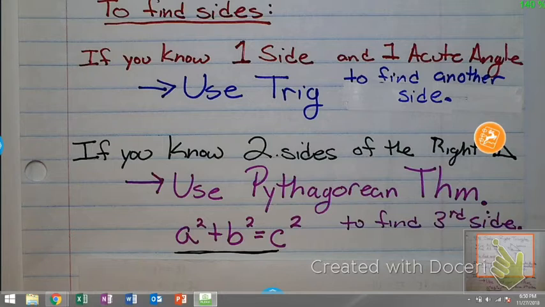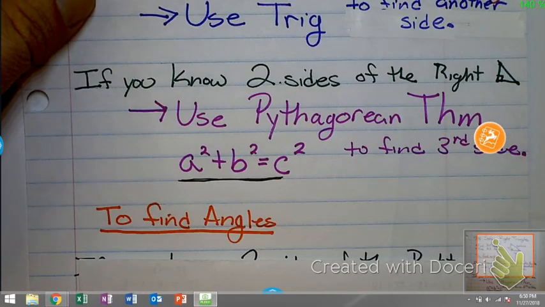Once again, to find the sides, you're either going to use your trig ratios and SOHCAHTOA to find one, or if you happen to know two sides, then we're going to use the Pythagorean theorem, a squared plus b squared equals c squared, to find the third side. Sides are easy, we can do it.